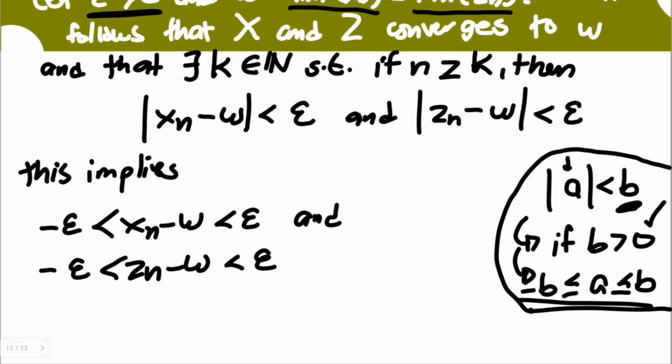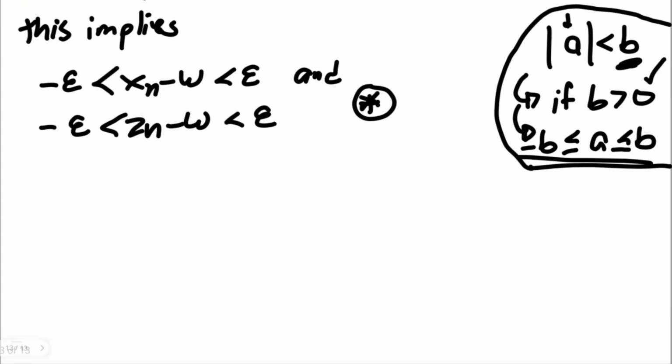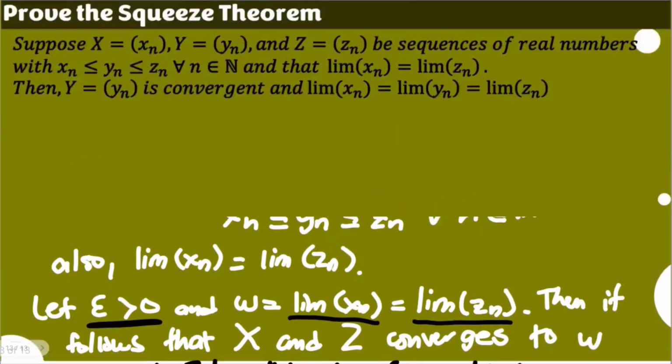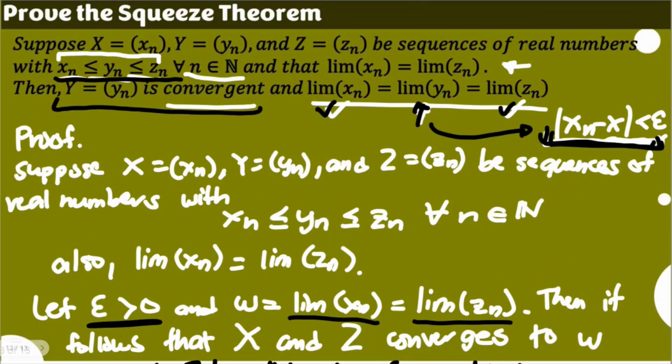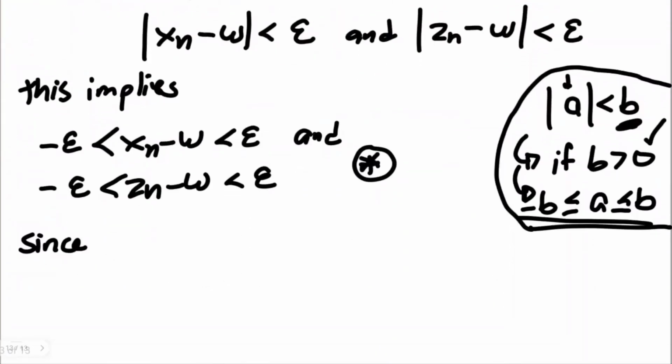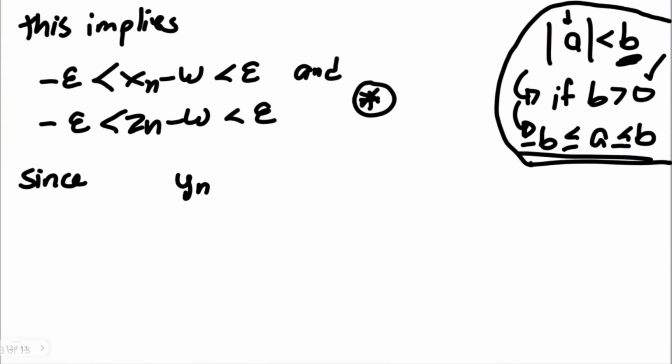Let's take a look at this and mark it with an asterisk. We're going to return to that later. Now we look into the other assumption, specifically this inequality here, so we write it here: y sub n is greater than or equal to x sub n but less than or equal to z sub n for all n natural numbers. This is part of our assumption as well.